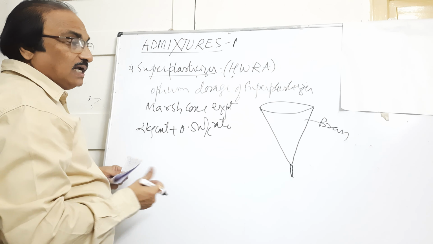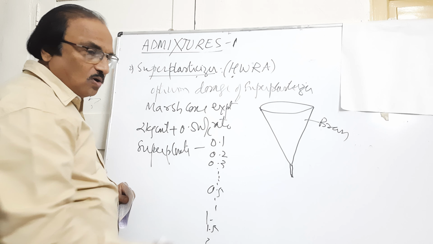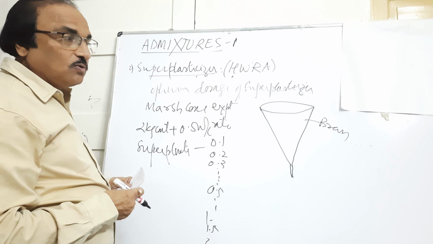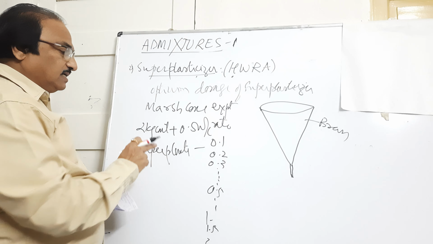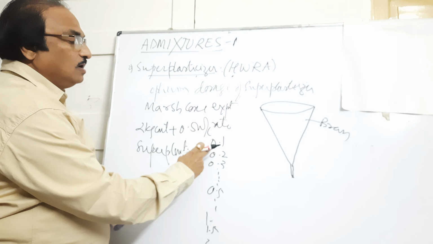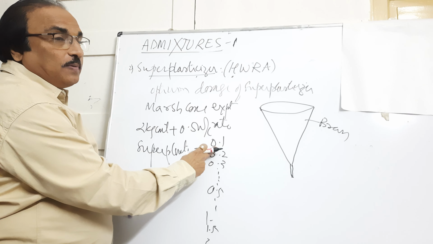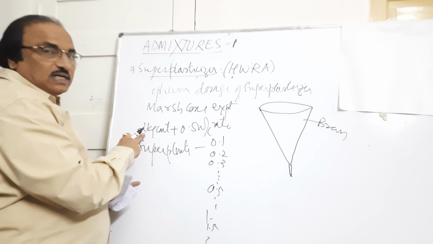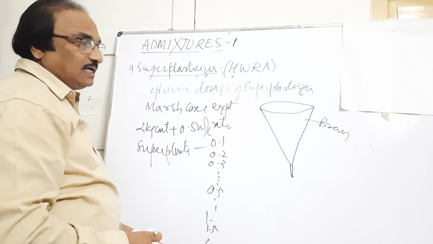We begin with 0.1, 0.2, 0.3, like this. We go on increasing 0.5, 1%, 1.5, 2. We go on increasing the water cement ratio. Suppose I begin the first set, I'll add 2 kg of cement, 0.5% of water cement ratio, 0.1% of superplasticizer. So 0.1% of what? 2 kg of cement. So this will be about 20 ml or something.